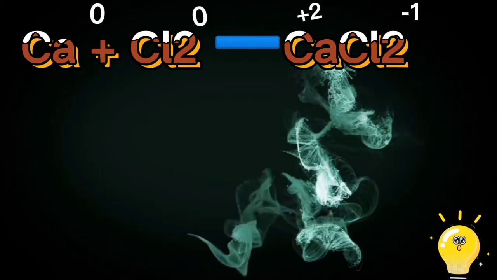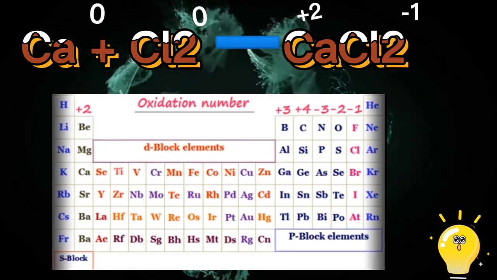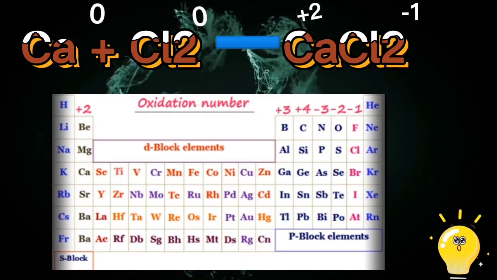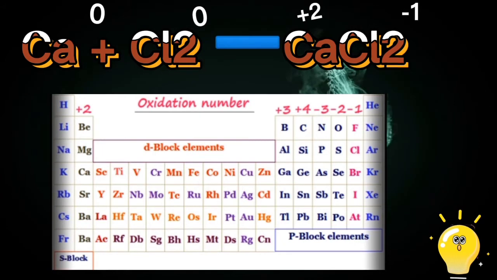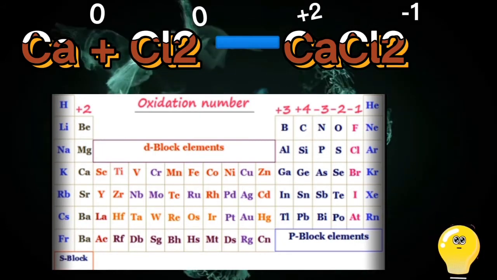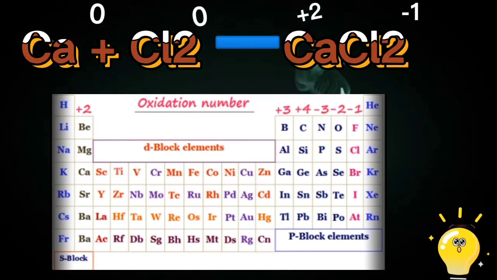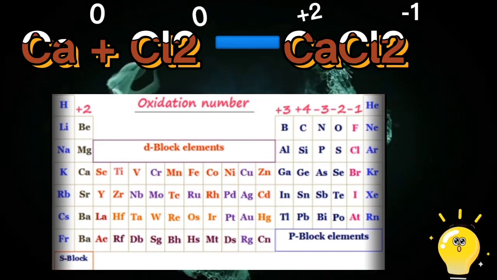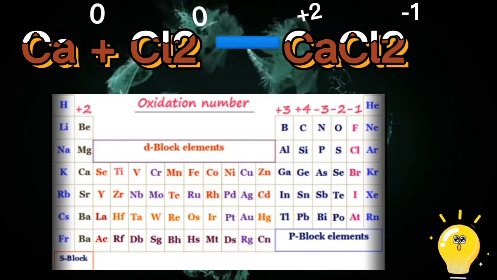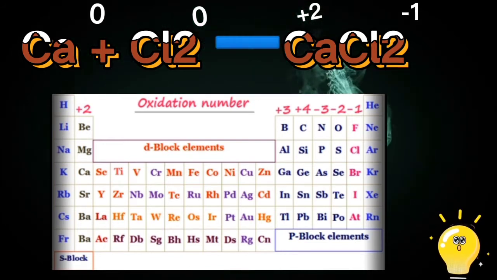Now, here is the given example. Ca plus Cl2 equals Ca2+ plus 2 Cl-. Now look at it clearly. The calcium is oxidized. It loses electrons, while the chlorine is reduced. It gains electrons. The calcium is also the reducing agent, while the chlorine is the oxidizing agent.